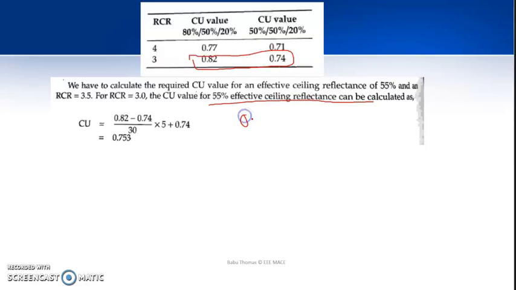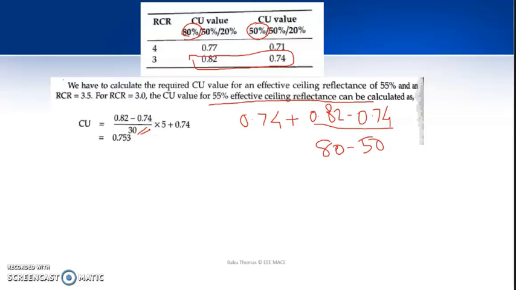So it is 0.74 plus 0.82 minus 0.74, divided by, we had calculated for 80 and 50%. So it is 80 minus 50, which is nothing but 30, into this value. 0.74 was taken for 50%, and you are calculating it for 55%. So that difference is 5. So that you are getting it as 0.753.